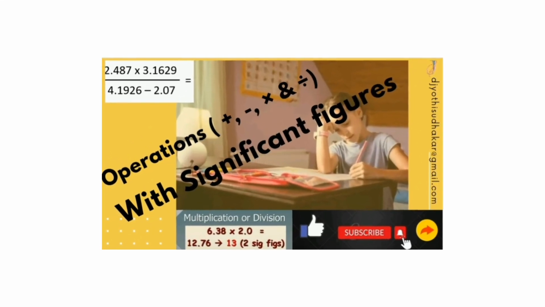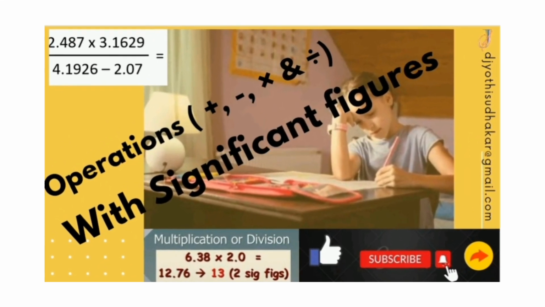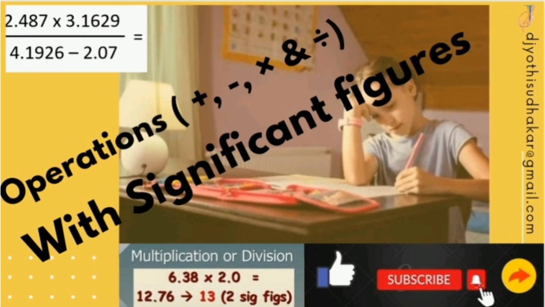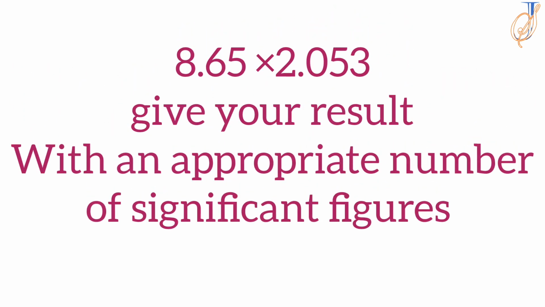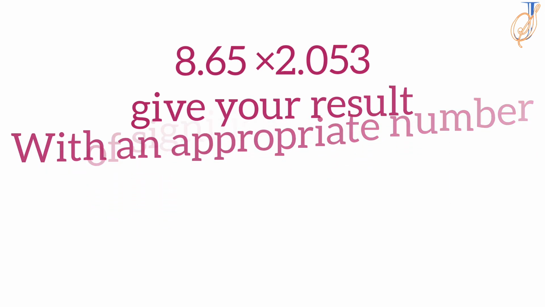In today's video, I am going to focus on significant figures of numbers obtained by mathematical operations such as addition, subtraction, multiplication and division. First, significant figures with multiplication. 8.65 times 2.053. Give your result with an appropriate number of significant figures.